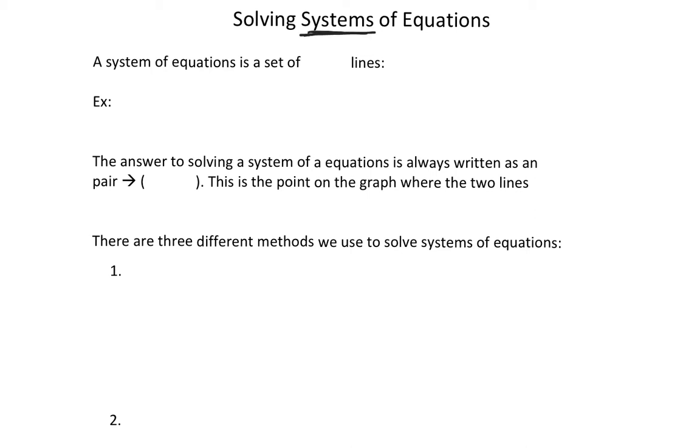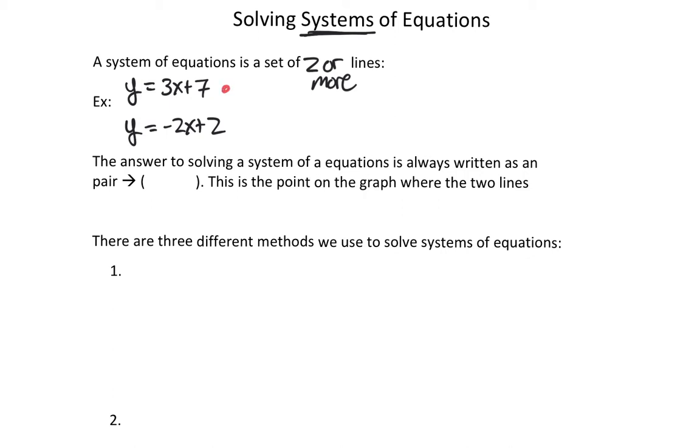And so this word system or systems implies that it is a set of two or more lines. What we are looking at is, for example, two lines where we would be given something like this: y equals 3x plus 7 and y equals negative 2x plus 2. So that would be two lines, and what we are trying to do is determine where these two lines intersect.